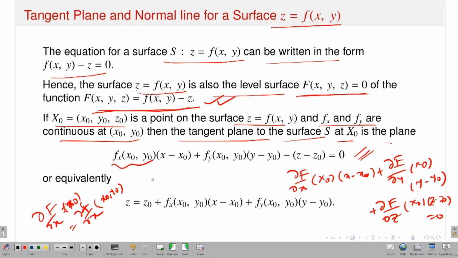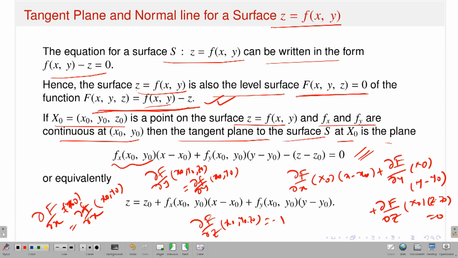That's why. Similarly, you can calculate the partial derivative of capital F with respect to y at the point x naught, y naught, z naught, which is nothing but the partial derivative of small f with respect to y at x naught, y naught. And what will happen with the partial derivative of capital F with respect to z at the point x naught, y naught, z naught? I can think of the rest as a constant function, so this is actually minus 1. So the partial derivative of capital F with respect to x at the point X naught is this value, with respect to y it is del small f del y, and with respect to z it is minus 1, and this is the corresponding equation.